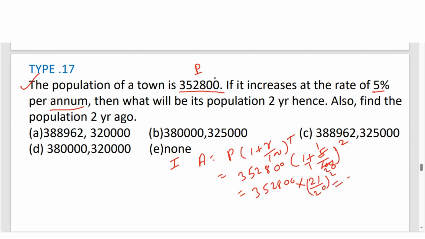Now we can write 352800 into 441 divided by 400. This 20 cancels out, and 4 eights are 32, 4 twos are 8. So we got 882 multiplied by 441.